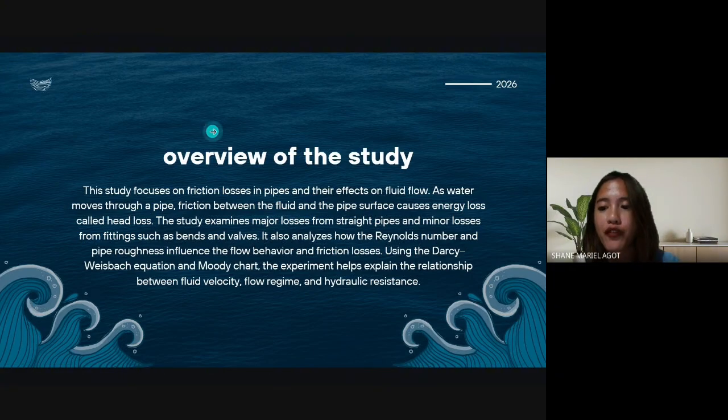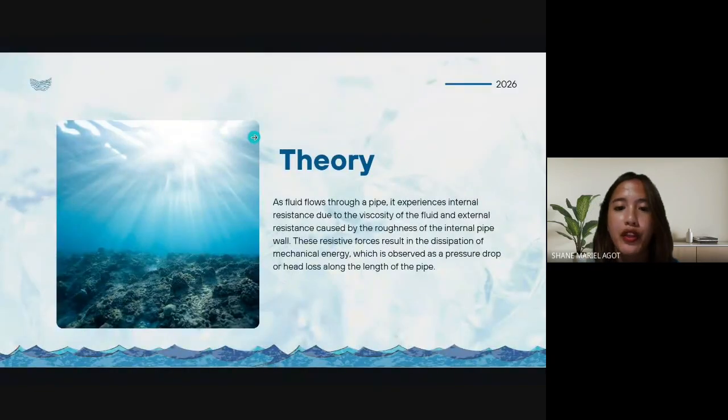To move forward, this is our theory. As fluid flows through a pipe, it experiences internal resistance, as I said earlier, due to the viscosity of the fluid, and external resistance caused by the roughness of the internal pipe wall. These resistive forces result in the dissipation of mechanical energy, which is observed as a pressure drop or head loss along the length of the pipe.